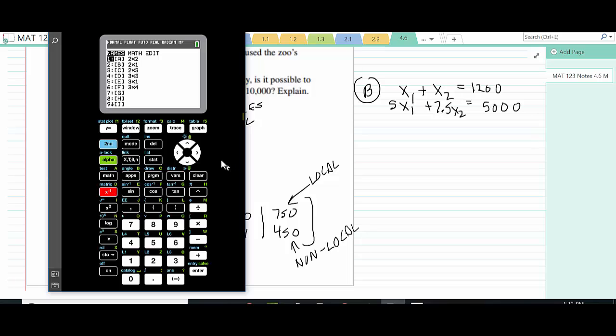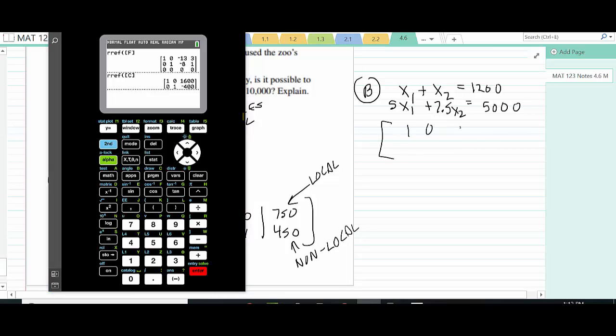So I'm going to go to math. I'm going to go down to the RREF, and we'll put in that matrix. I put that one in. On my calculator, I put that in C, I think. So let's see what it gets. Okay, so if you're doing this, tell me if you're getting this. I'm getting 1, 0, 1,600, and then 0, 1, negative 400. What do you think about that?